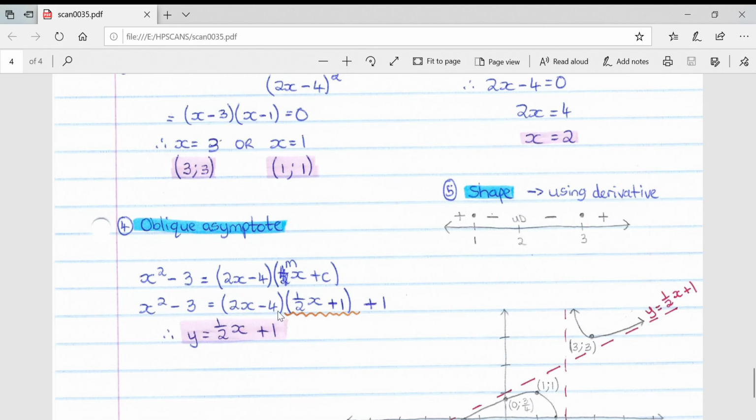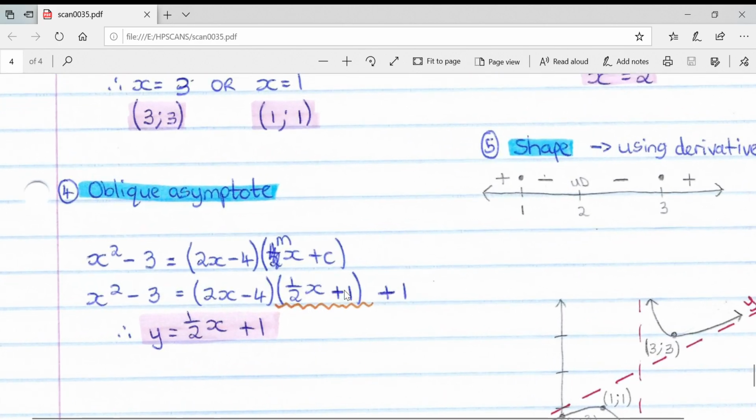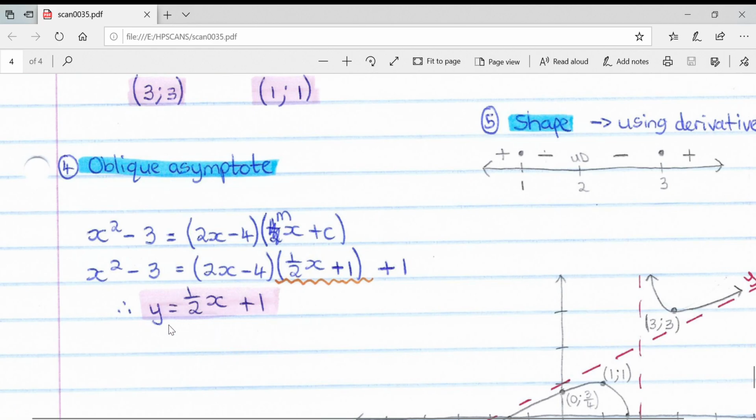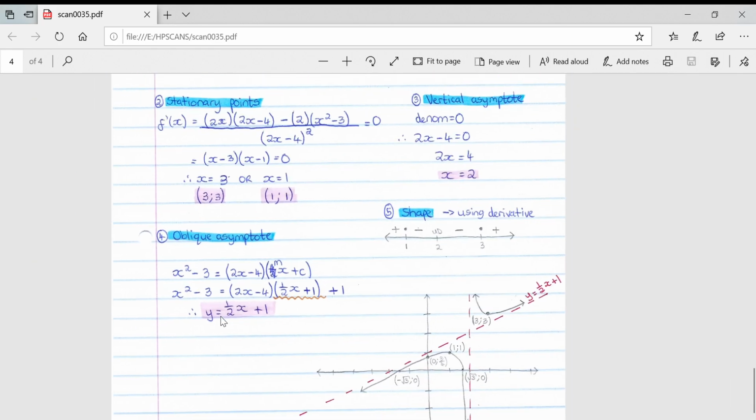Now you might be thinking, why isn't this working? I've got minus 4 times 1, which is minus 4, not minus 3. So you simply add in your remainder at the end, outside the brackets. But this is very helpful because whatever this bracket is, that is your oblique asymptote. So we have an oblique asymptote at a half x plus 1.